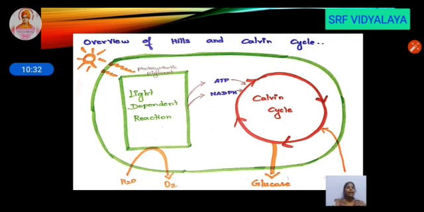Next one is the Calvin cycle, the light independent reaction. It takes place in the stroma. During this process, atmospheric carbon dioxide and the energy produced from the light reaction, that is ATP and NADP, all react together and form carbohydrates, that is glucose. Atmospheric carbon dioxide is reduced to carbohydrates with the help of ATP and NADP produced from the light reaction.